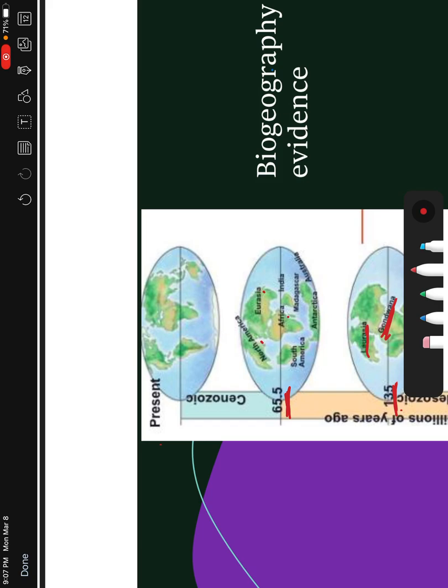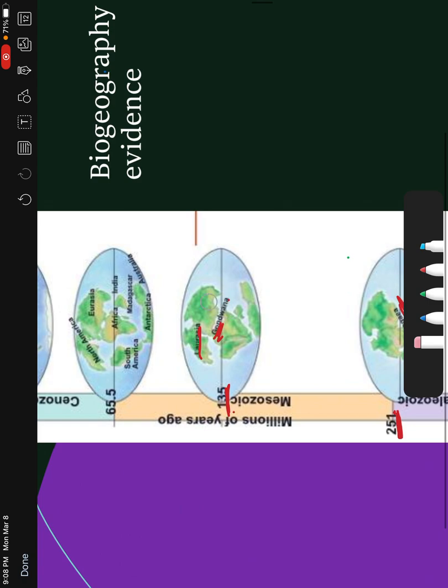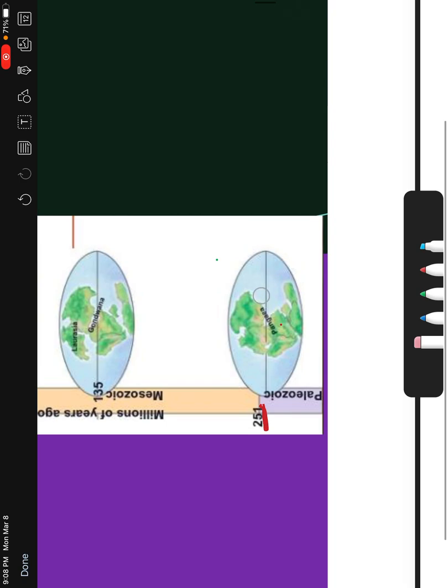North America, Eurasia, Africa, India, Madagascar, Antarctica, South America all became much more visible. And then this would be the present day up here at the top. This would be how we would see the Earth today. So Antarctica at the bottom, and then Africa, Eurasia, North America, South America, and Australia. Okay, so I'm going to erase this because we'll be using this slide for our next example of biogeography.